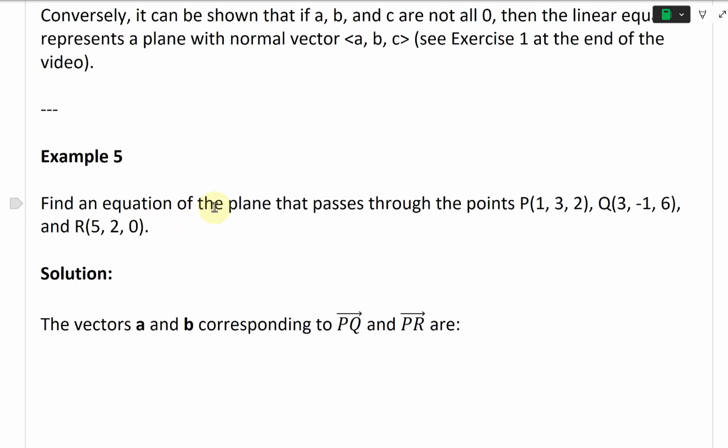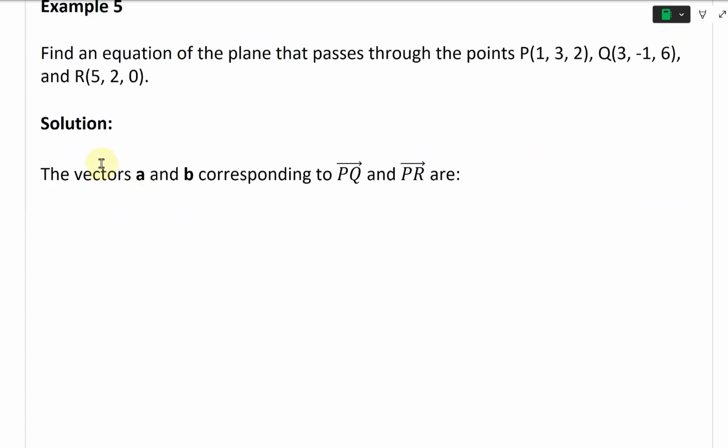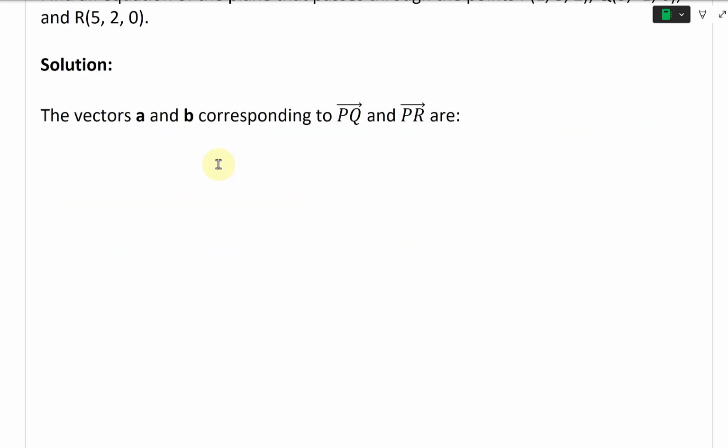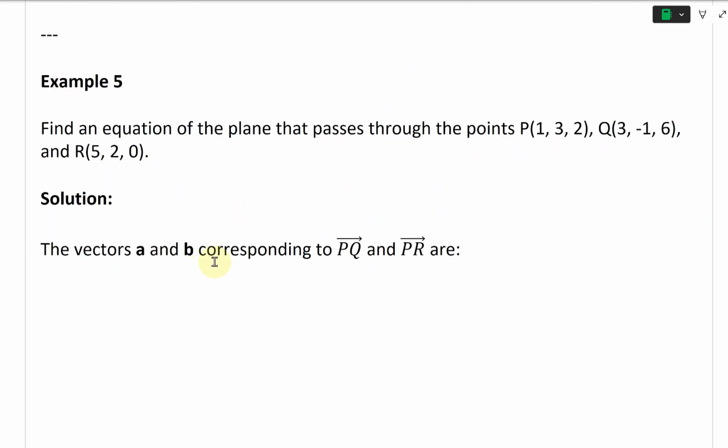And this one states, find an equation of the plane that passes through the points P with coordinates 1, 3, 2, and Q with coordinates 3, negative 1, and 6, and R with coordinates 5, 2, 0. And then, so let's just go ahead and look at the solution right here. So we need an equation of the plane to pass through these 3 points. So the vectors a, b, let's call the vectors a and b corresponding to PQ. So we'll do the position vector from P to Q, and then PR.